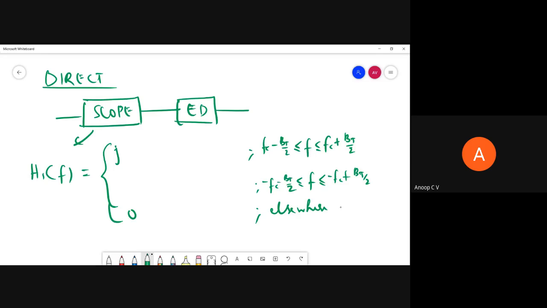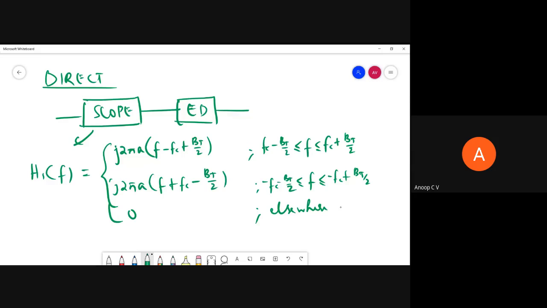From fc minus bt by 2 to fc plus bt by 2, it should be a linear function of frequency. So I'm writing it like this: j times 2 pi a, then f minus fc plus bt by 2. Why this j? It has to be imaginary. And for negative frequencies, it should be j 2 pi a into f plus fc minus bt by 2.